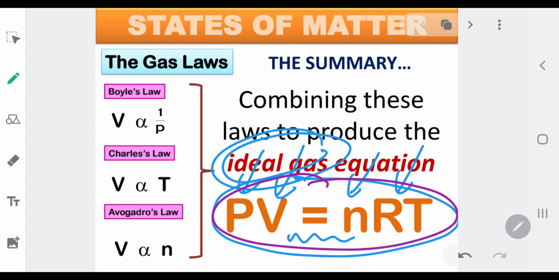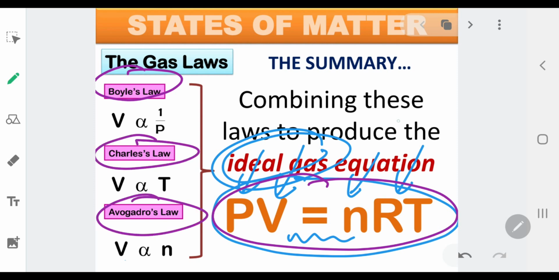So how do we get this equation? It's quite clear and obvious that by combining all the three gas laws that we have looked into in the previous exercises, Boyle's, Charles's, and Avogadro's law, you would be able to get your ideal gas equation. I'm going to review very quickly what Boyle's, Charles's, and Avogadro's laws mean.